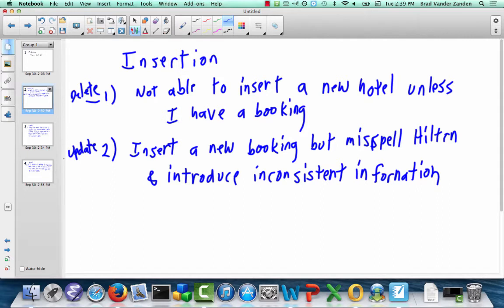Because I'm inserting a new booking, if I misspell any of the information that is already stored in the database, I've introduced an inconsistency, which is just like an update where I change something already in the database, but I may forget to update every other tuple. So insert has all the delete problems plus all the update problems. So what we're trying to do, through normalization, is eliminate these problems.